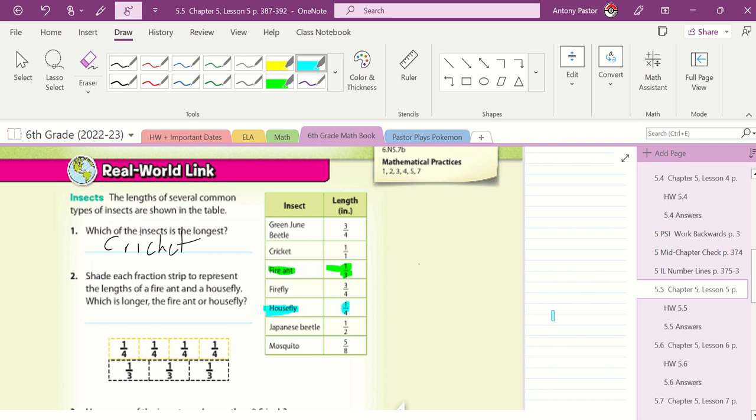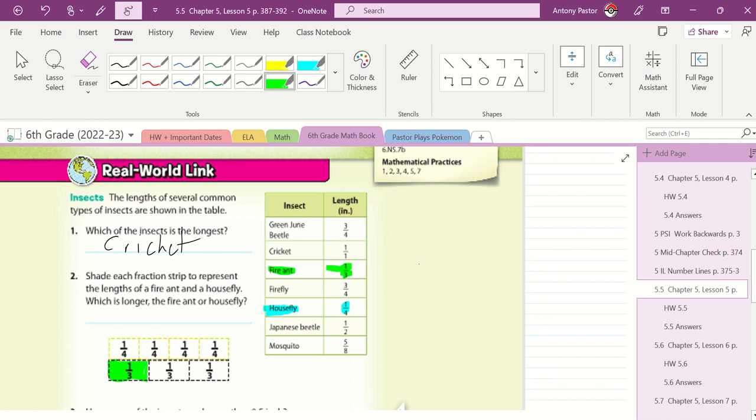Now, our strips have already been broken down. We see this one whole strip representing an inch broken into thirds. 1, 2, 3. Our fire ant represents one of those thirds. So I'm just going to shade it in green since we highlighted fire ant in green. So my fire ant is this long, 1/3 of an inch long.